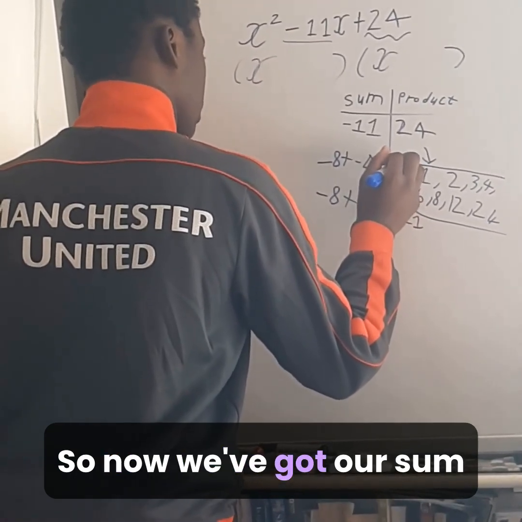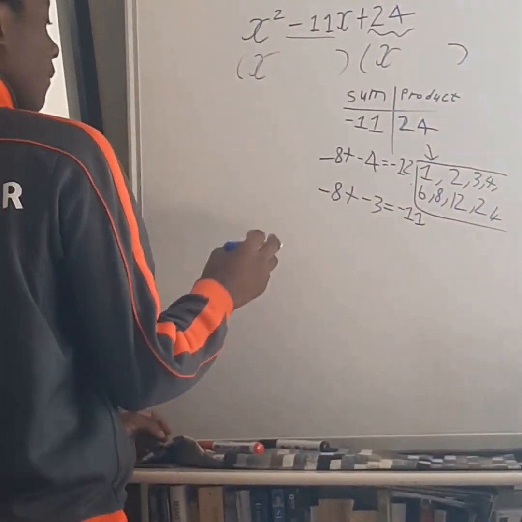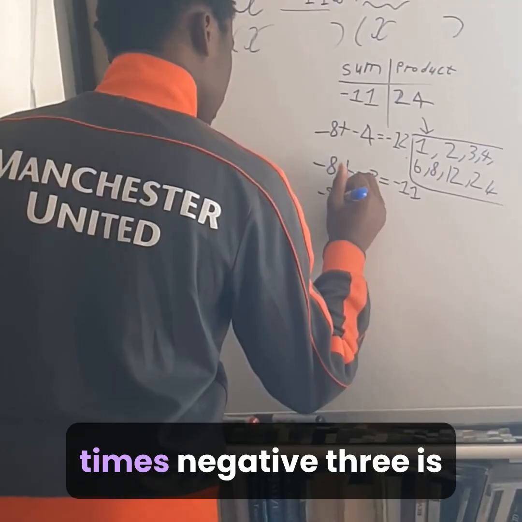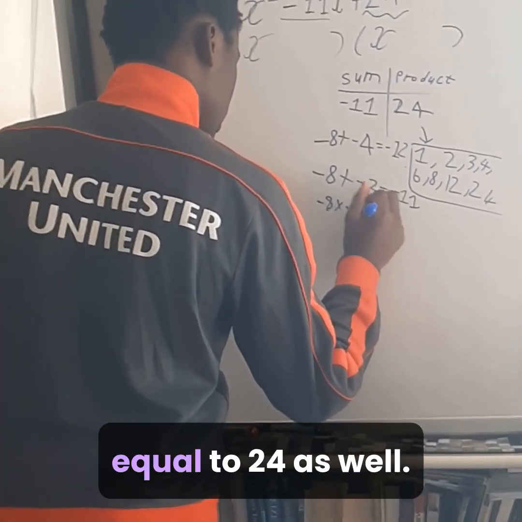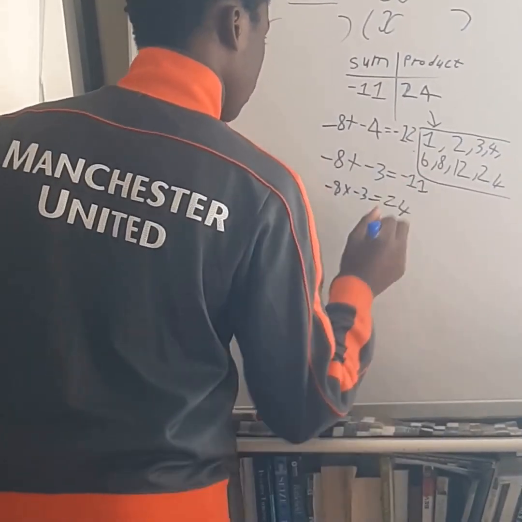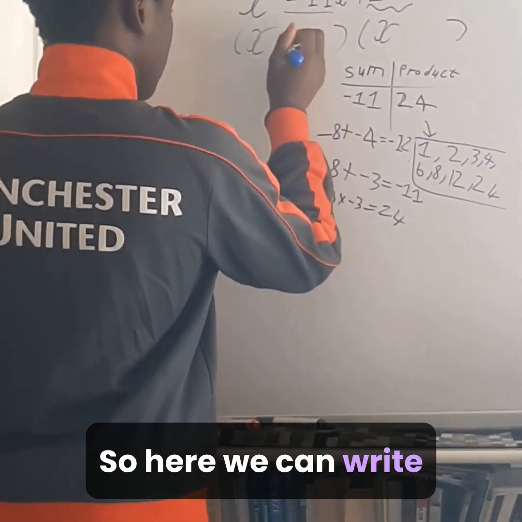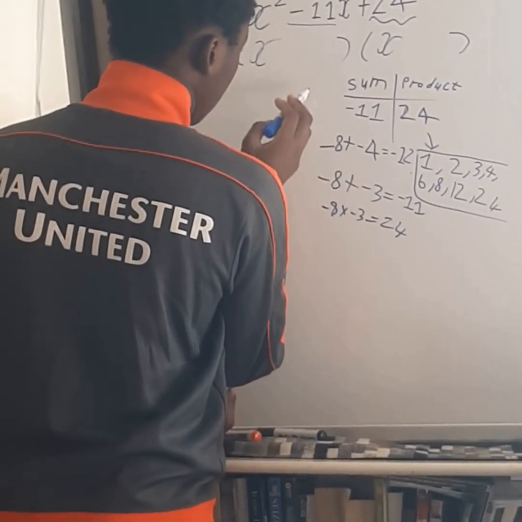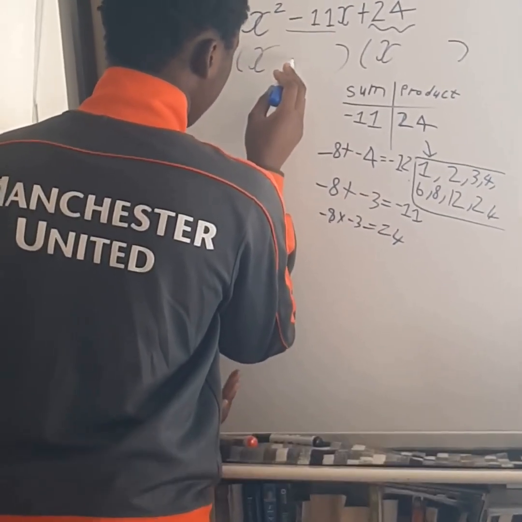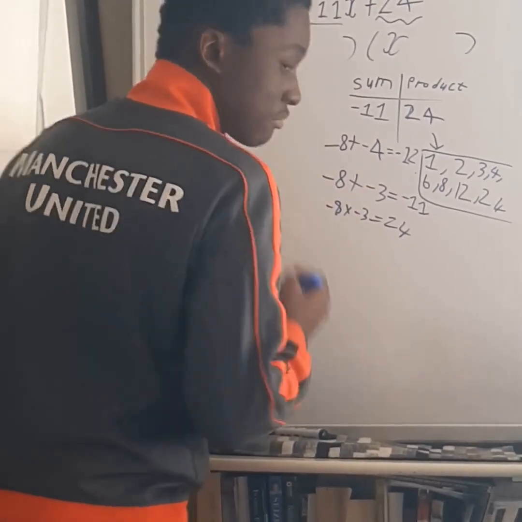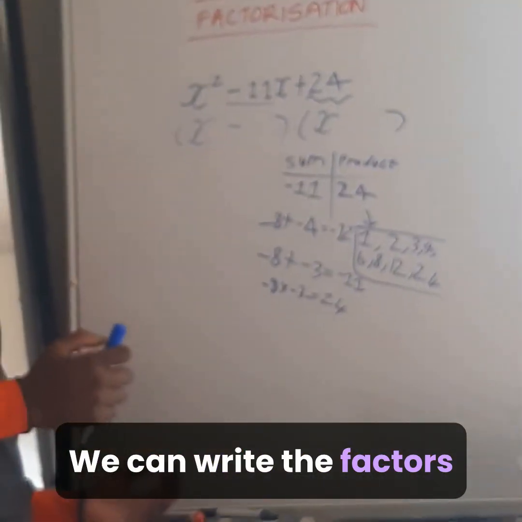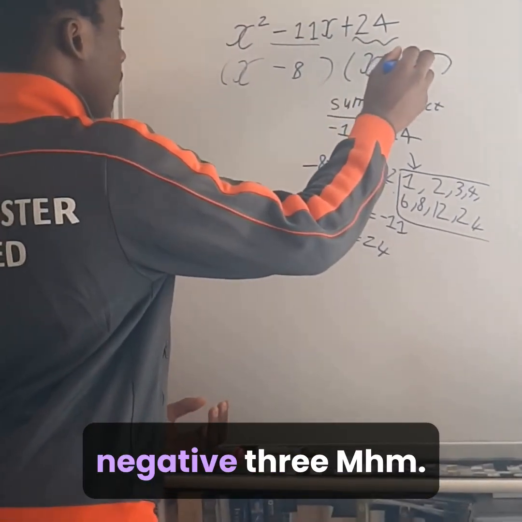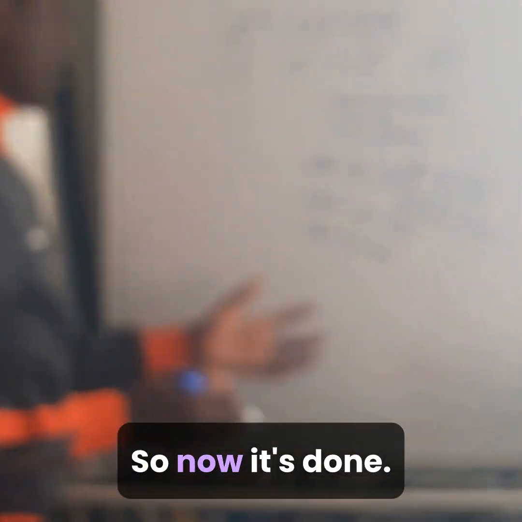So now we've got our sum, because negative 8 times negative 3 is equal to 24 as well. So here you can write the factors that you found in each bracket: negative 8 and negative 3. So now it's done.